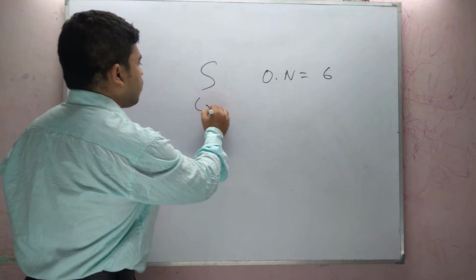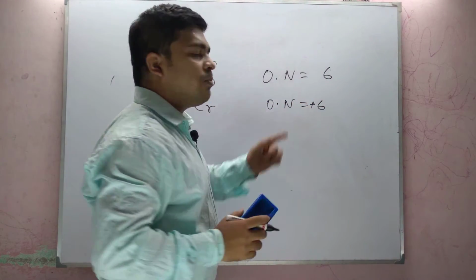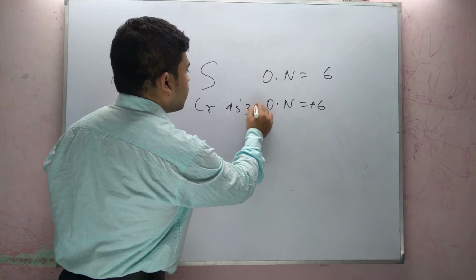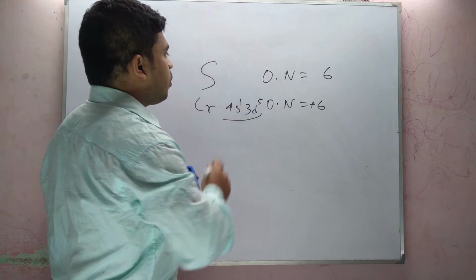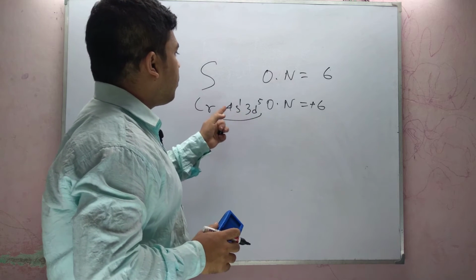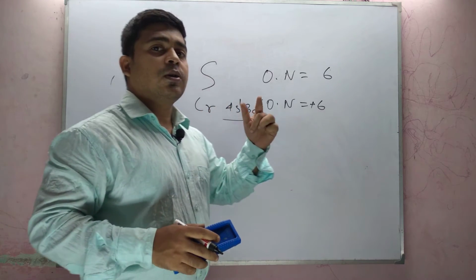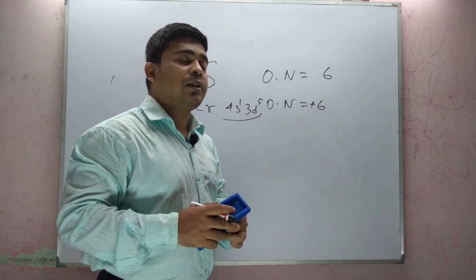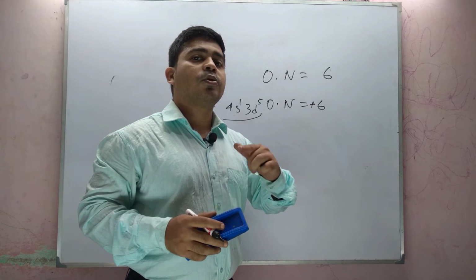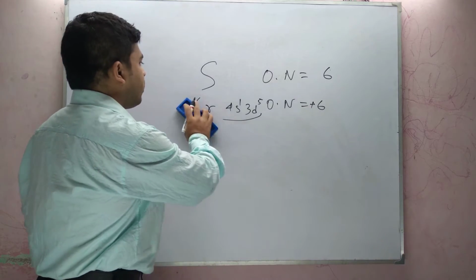Another example, for chromium the oxidation number can be a maximum of 6, because its electronic configuration is 4s1 3d5. So a total of 6 unpaired electrons are present in the valence shell in the excited state. So oxidation number cannot be more than 6 for these two, sulfur and chromium.